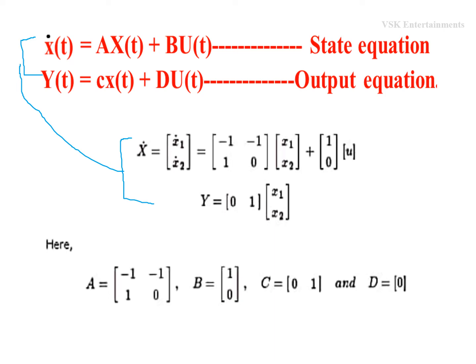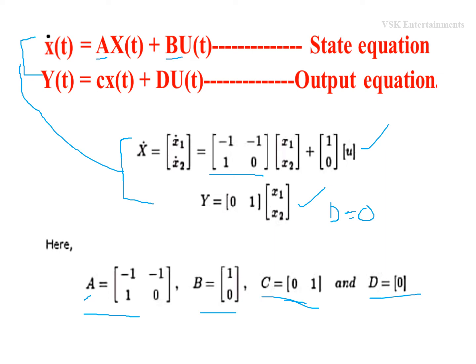By comparing, we get the state matrix or system matrix A, which is given as A equals [-1 -1; 1 0], and similarly the matrix B is given as [1; 0], from the state equation. Now go for the output equation. In the output equation, the matrix D becomes 0. Here matrix D is the null matrix. So we only have the matrix C, that is [0 1], and D is the null matrix.